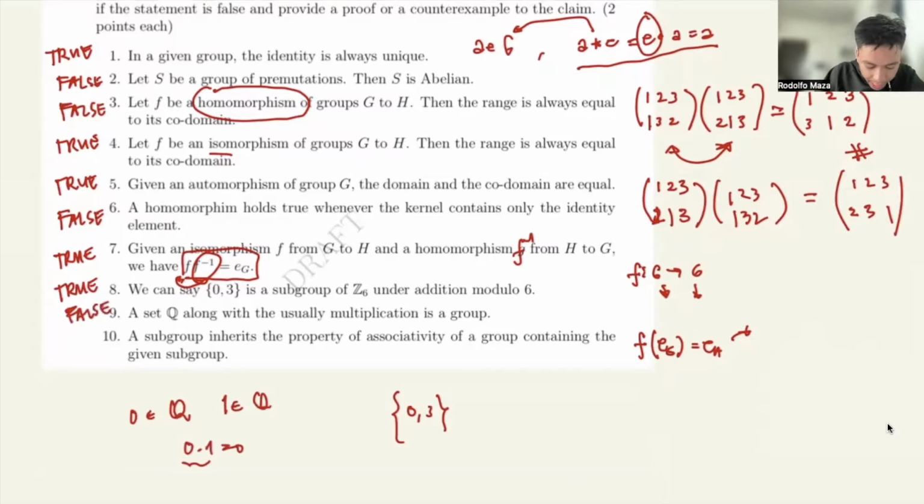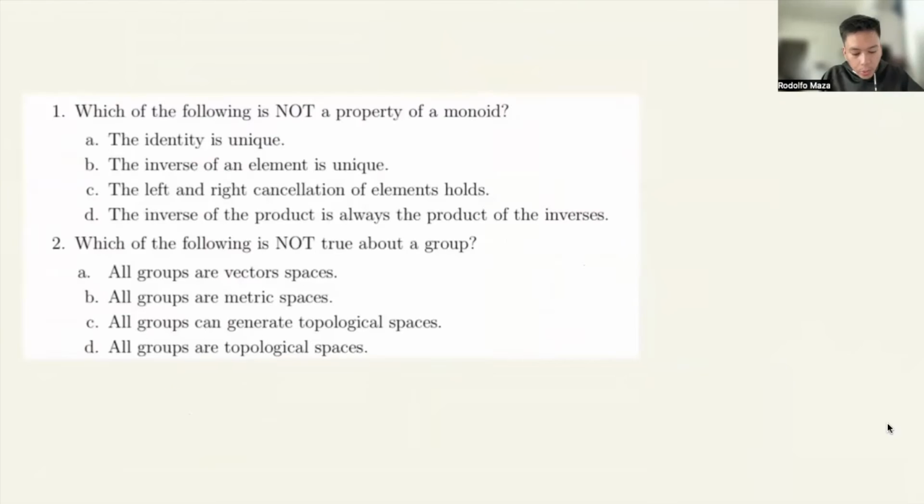Number 10, a subgroup inherits the property of associativity of a group containing the given group subgroup. Nasa rule kasi in the fundamental of math that a subset always inherits the rule of the superset. Yung group natin dito is the superset. And then the subgroup, nag-i-inherit din siya dun. So this is true.